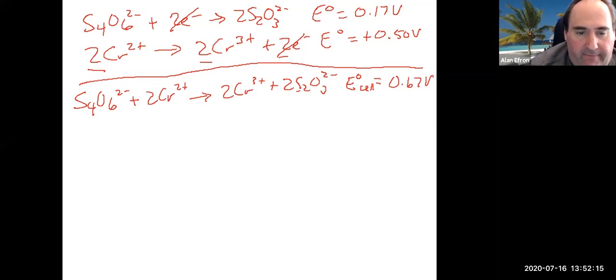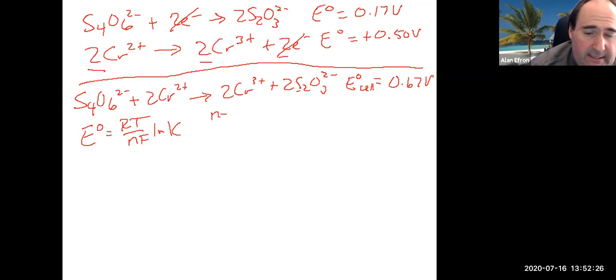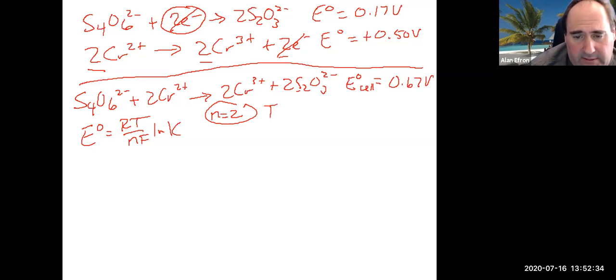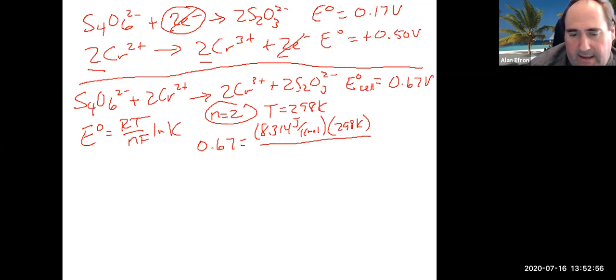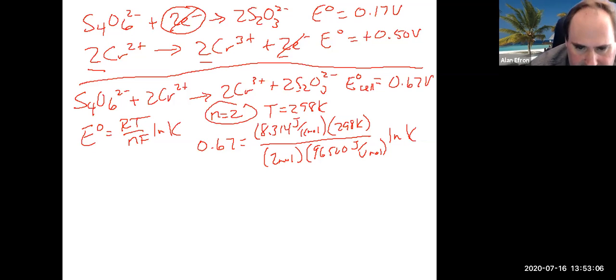And now looking back to the equation that we're looking for, E naught equals RT over nF natural log of K. Again here, n is going to equal 2, as we can see from what we crossed out. T needs to be converted obviously to Kelvin, which is 298 Kelvin, and that's everything else that we need. So basically we have 0.67 equals 8.314, which is our R, times 298, divided by our 2 moles, and F being our Faraday's constant. And that's going to be the natural log of K. This is obviously volts on this side.